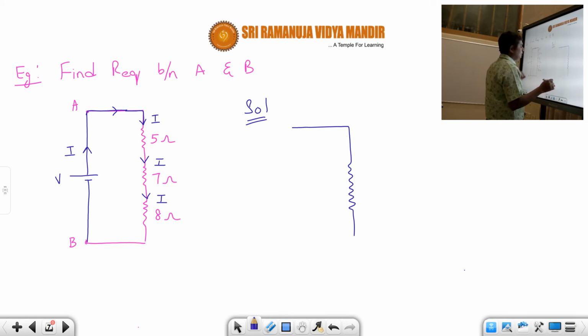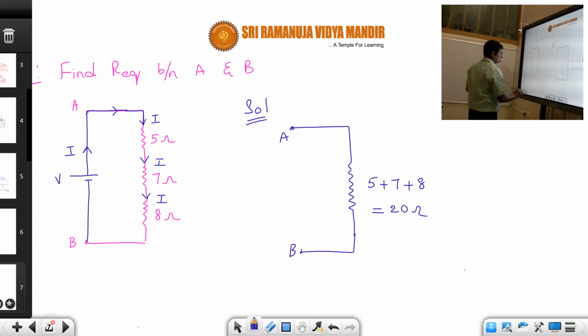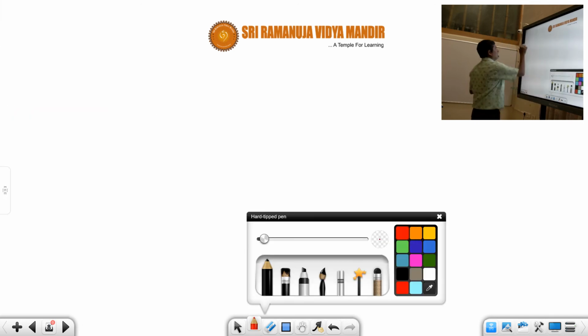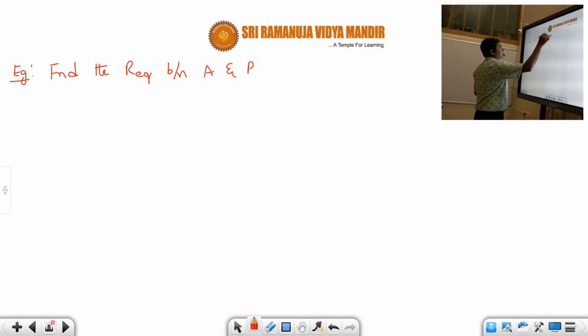So 5 plus 7 is 12, 12 plus 8 is equal to 20 ohms, students. So that is called the equivalent resistance between the terminals A and B. Now let us see another example, students. For example, if they ask: find the equivalent resistance between A and B. This is A.